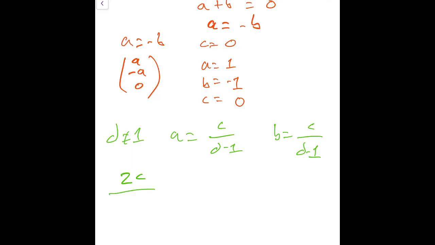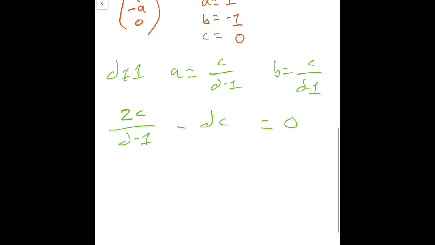And what that gives us is 2 times c over d minus 1 minus d times c is equal to 0. Okay, now one solution, of course, would be if c is equal to 0. But if d is not equal to 1 and c is equal to 0, then a and b are both going to be equal to 0. So that means we have the trivial solution. So we don't care about the case where c is equal to 0.